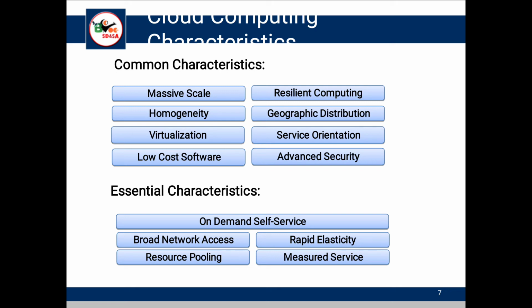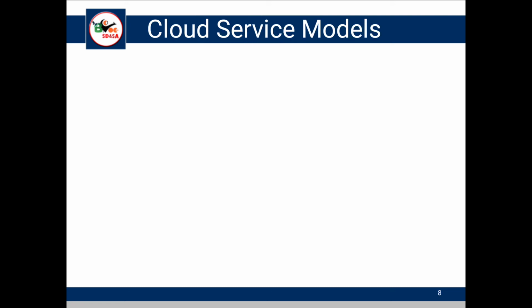And the last one, measured services. The cloud system automatically controls and optimizes resources used by leveraging a metering capability at some level of abstraction appropriate to the type of service, like storage, provisioning, bandwidth, active users, accounts. Okay, so these are the cloud computing characteristics. Next, we will see the cloud computing service models.